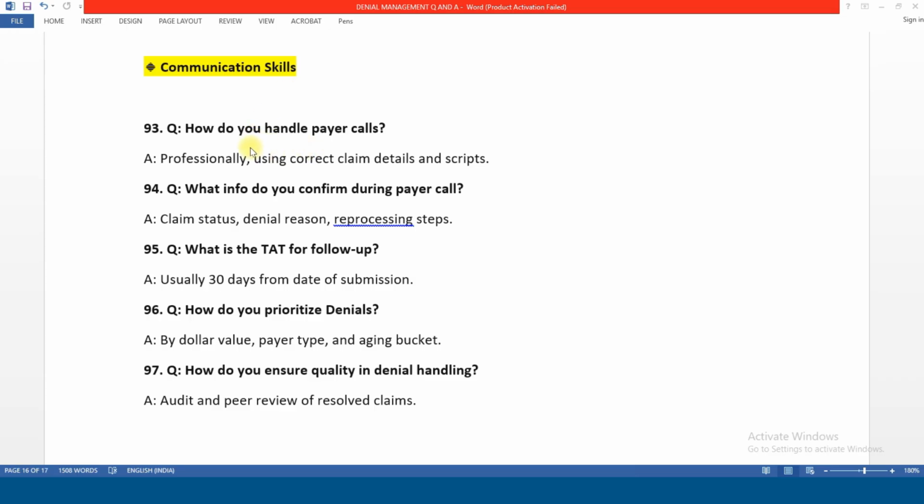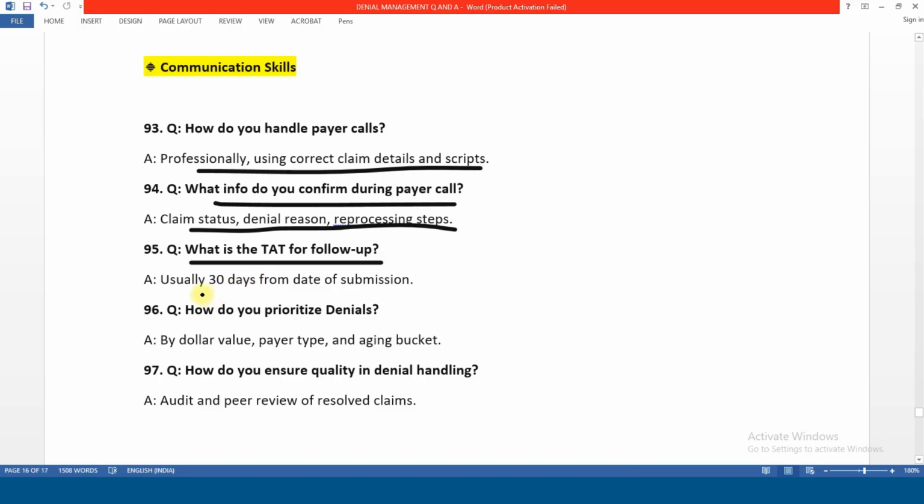So how do you handle payer calls? Professionally, using correct claim details and scripts. What info do you confirm during a payer call? Claim status, denial reason, reprocessing steps. What is the TAT for follow-up? Usually 30 days from the date of submission.